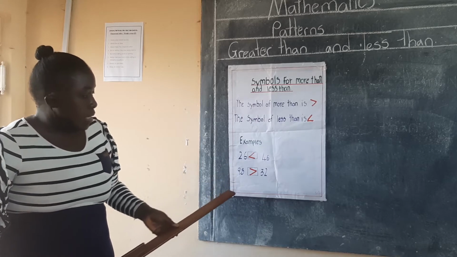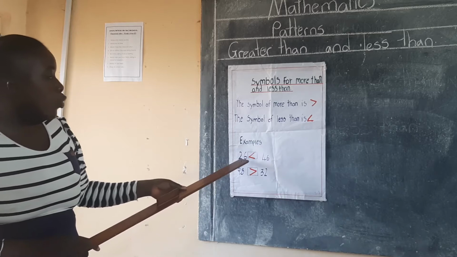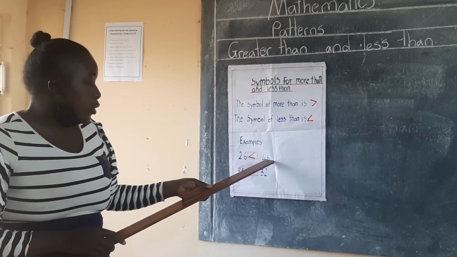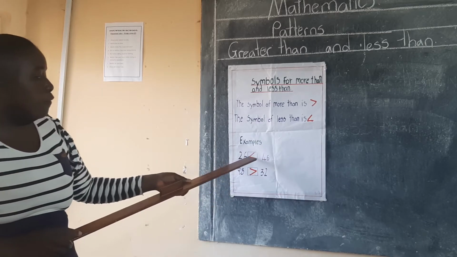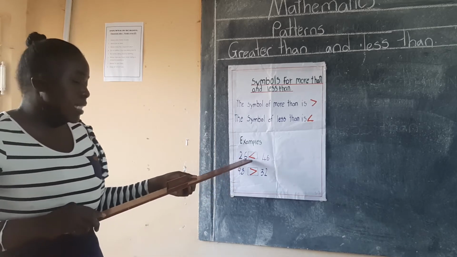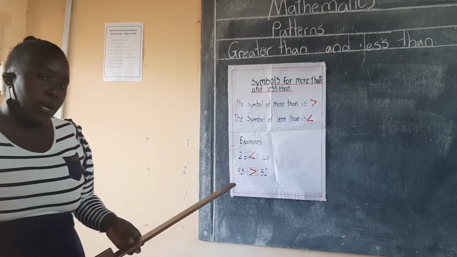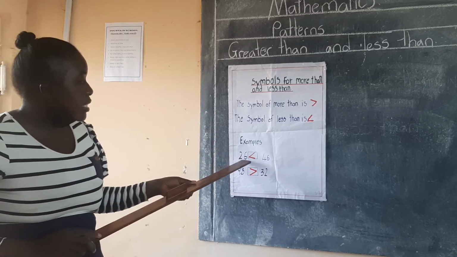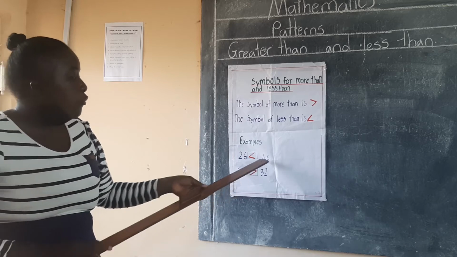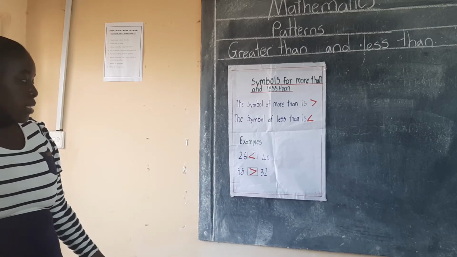We come to the examples. The first one says 26 box 43. They have put the sign for less than. Reason being, 26 is less than 43, or in other words, 43 is greater than 26.